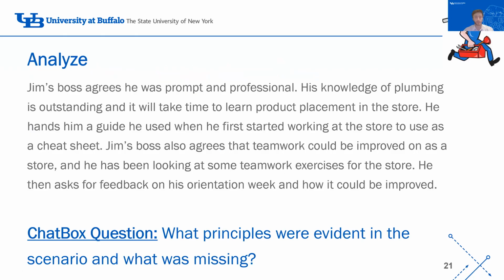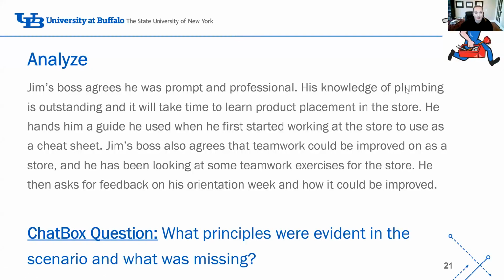So if you guys feel comfortable, I know this was a lot. Try and concentrate just on this last part about what Jim's boss said, but you didn't comment about the other things. What principles were evident in this scenario about feedback? And do you think there was anything missing or that Jim's boss could have done better based on our principles?